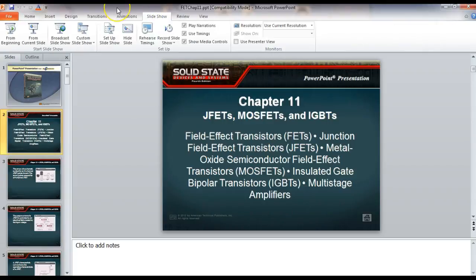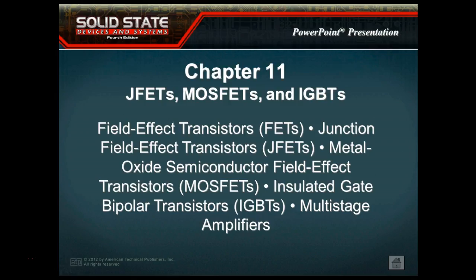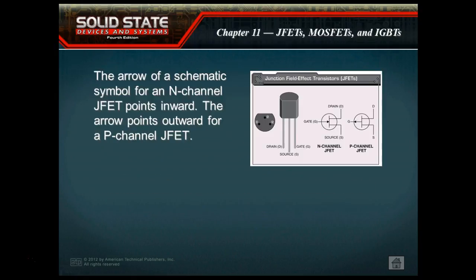Okay guys, this is the third in a series of lectures on field effect transistors. The first transistors we actually looked at were the JFETs. These guys we have N channel, P channel, and these are our two symbols. We operate these transistors in what we call the depletion mode.